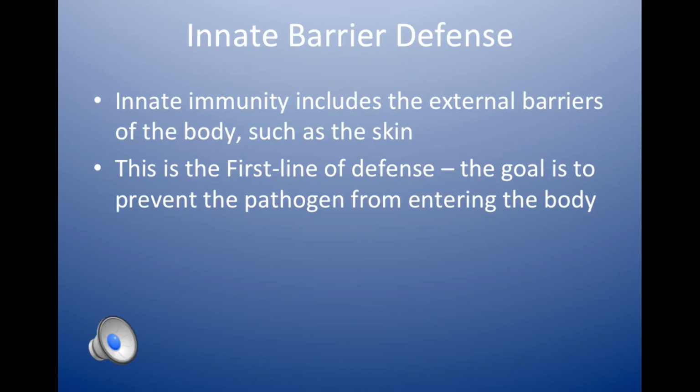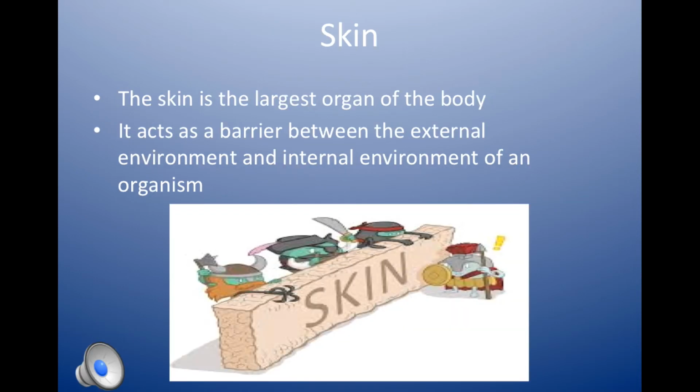Innate immunity includes the external barriers of the body, such as the skin. This is the first line of defense. The goal is to prevent the pathogens from entering the body. The skin is the largest organ of the body. It acts as a barrier between the external environment and the internal environment of the organism.